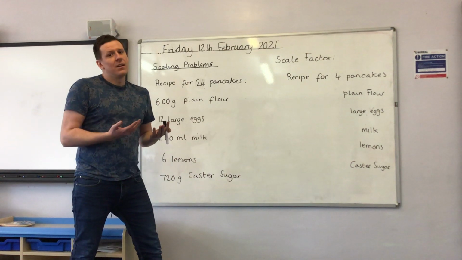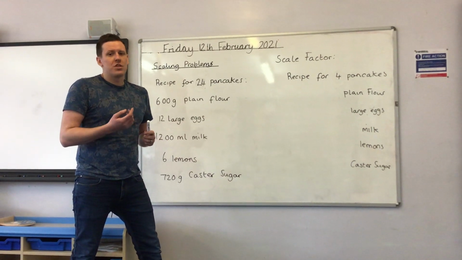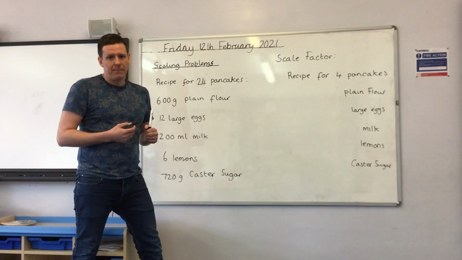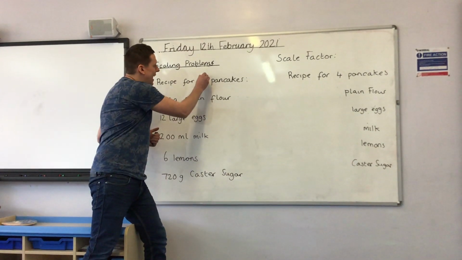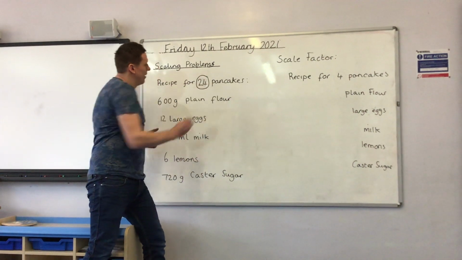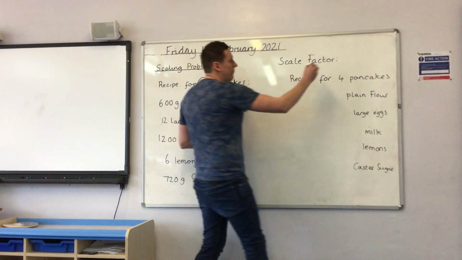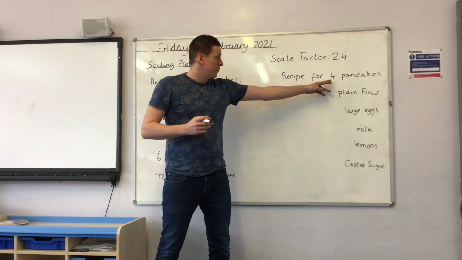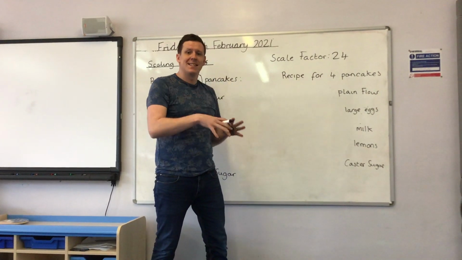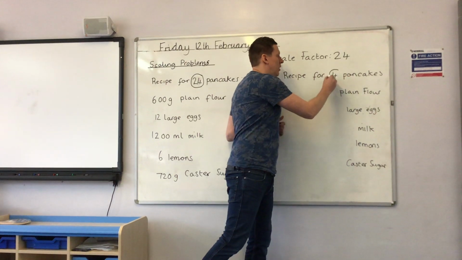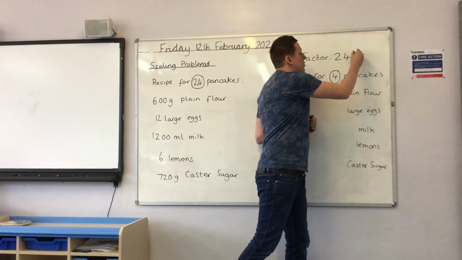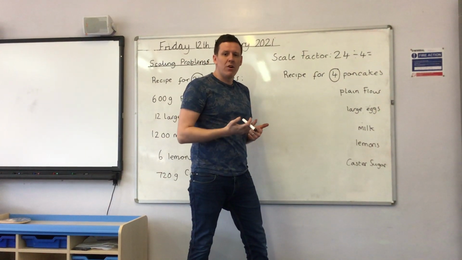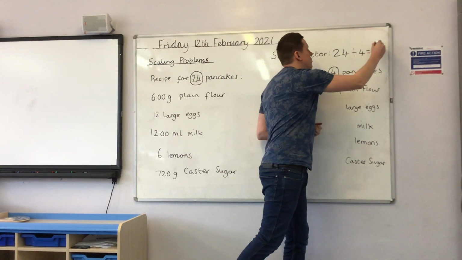So yesterday, I told you that when you're solving scaling problems, you need to find out the scale factor. And you do that by looking at your original quantity. So this makes 24. And then you look at what you want to scale it to. So in this case, I want to scale it back down to 4. And then you divide 24 divided by 4. So if I count up in my 4s, that's right, it's 24.